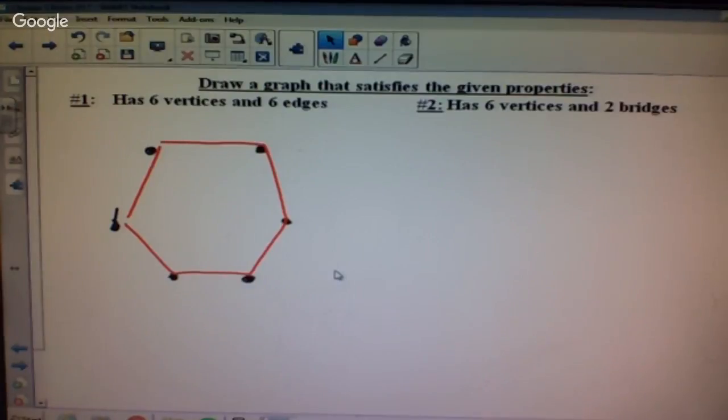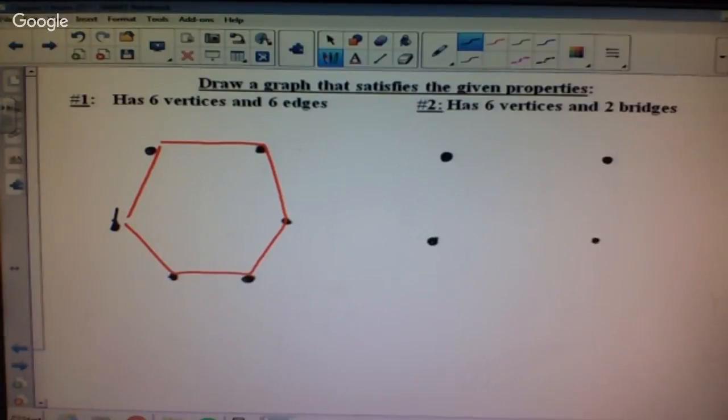Number 2 says I need 6 vertices and 2 bridges. The easiest way I can tell you to draw a bridge is to only have one line reaching out to 2 points. So draw yourself 6 points. Because everybody always gets confused with drawing bridges. Pick any point you want of those 6 points and draw 2 lines that reach out to 2 of these separate points. So these are now bridges that reach out to these top 2 points in my picture.